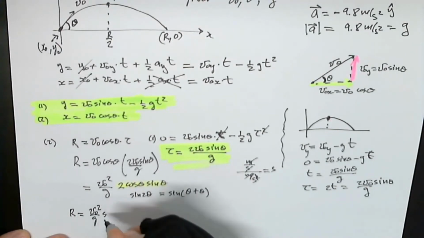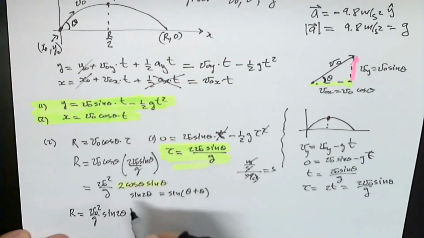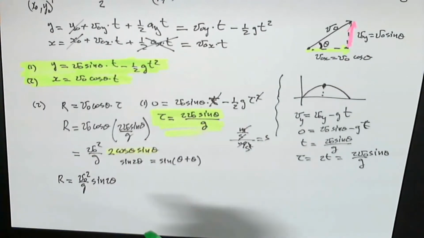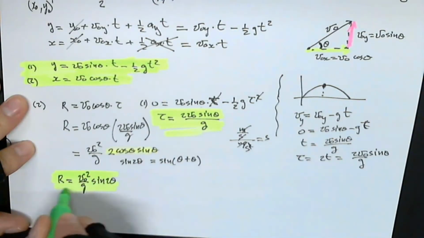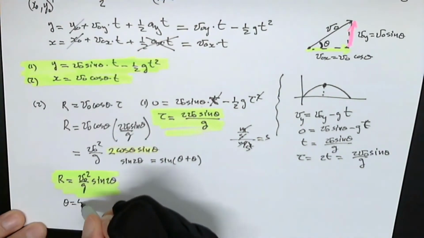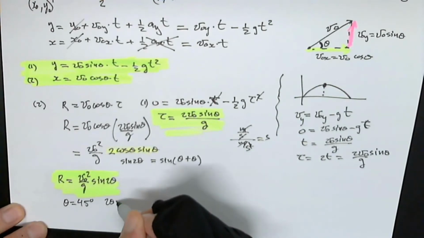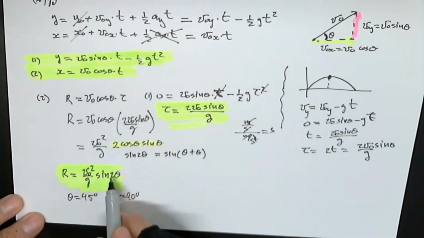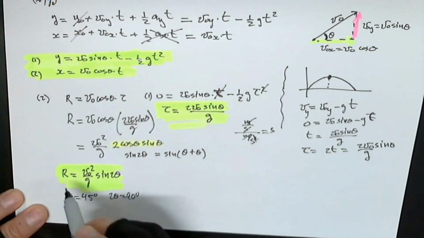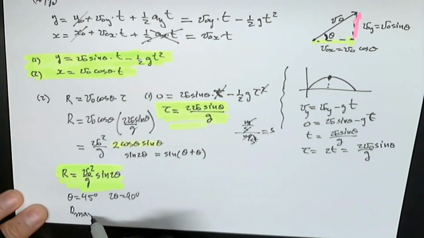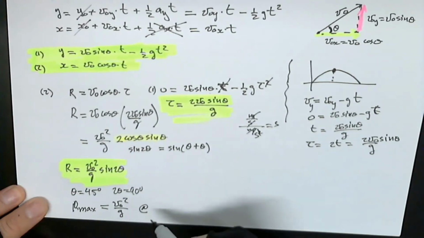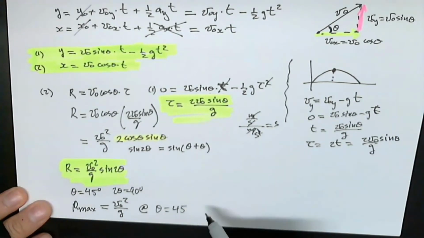And why is it important to use the double angle equation? Because now you clearly see that the maximum range happens at 45 degrees, because if theta is 45 degrees, 2 theta is 90, and that's when sine is maximum. You know that sine is maximum at 90 degrees, and our max is v naught squared over g at theta equals 45 degrees.